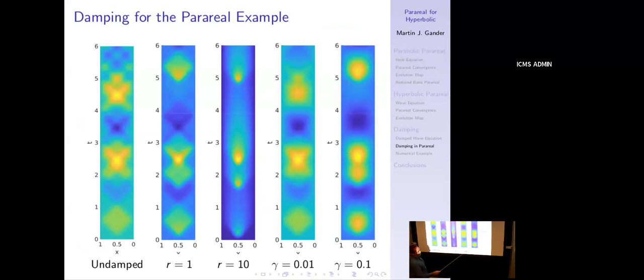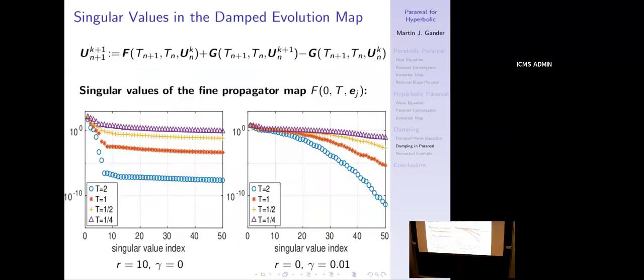Viscoelastic damping, you need less, 0.01. This still looks harder. 0.1, this looks local. So for these, Parareal should perform well. So let's look at the mapping again.